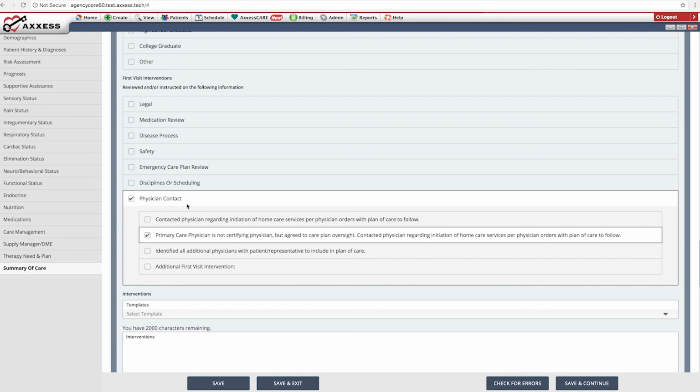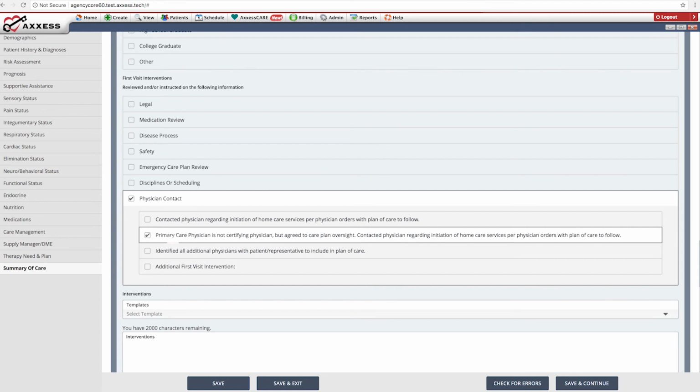And depending on the rules of your certifying physician, some hospitalists, for instance, will not sign orders. If they're not going to sign the order, then they're not the certifying physician. The certifying physician is the person who is signing the orders, not the person who is giving the order.